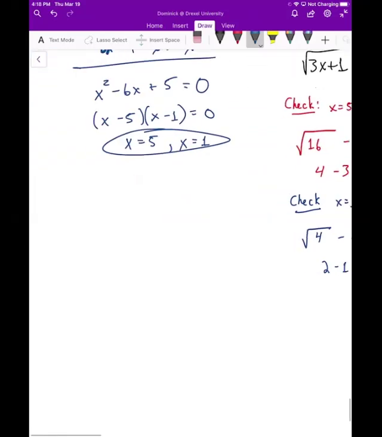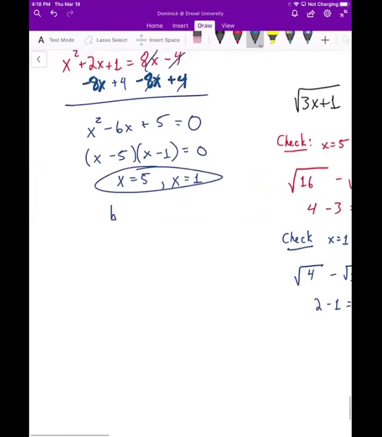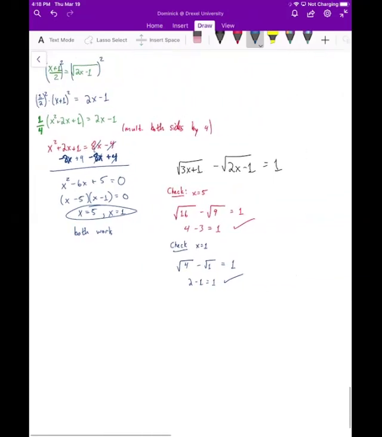All right, so in this case, both of these solutions work. No extraneous this time. All right, so that is this video on solving radical equations, and I will see you next time.